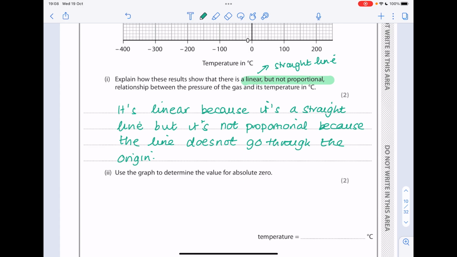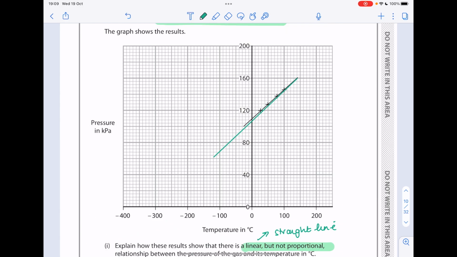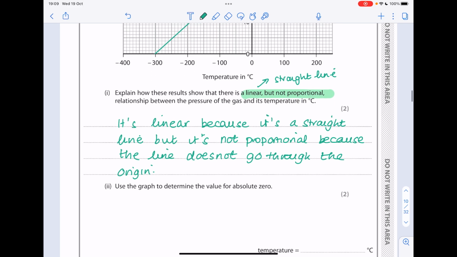Use the graph to determine the value for absolute zero. We need to take this line until it hits that x-axis, because absolute zero is when the pressure is zero. And what is that? Well, you can see it's minus 300 degrees Celsius.